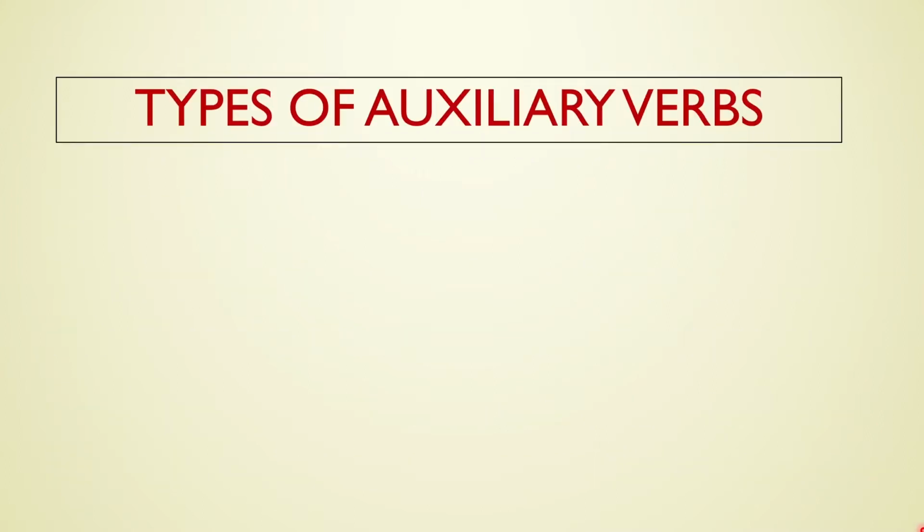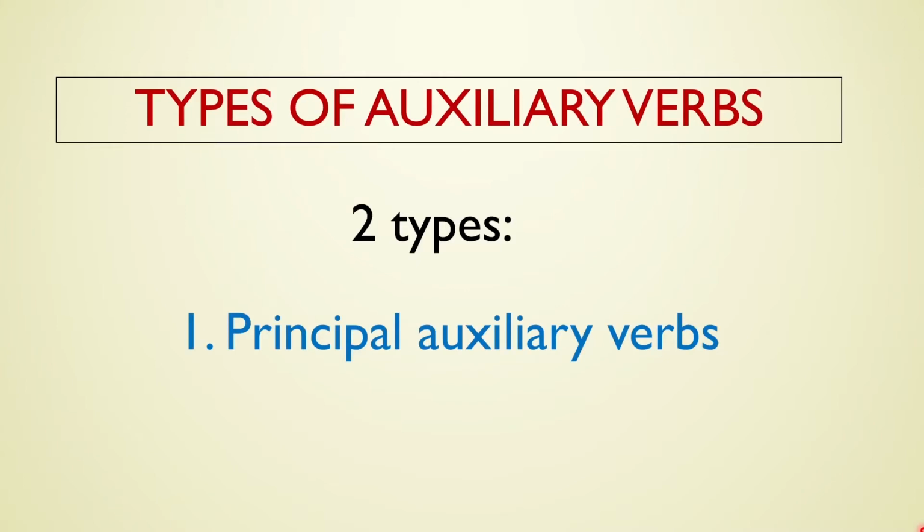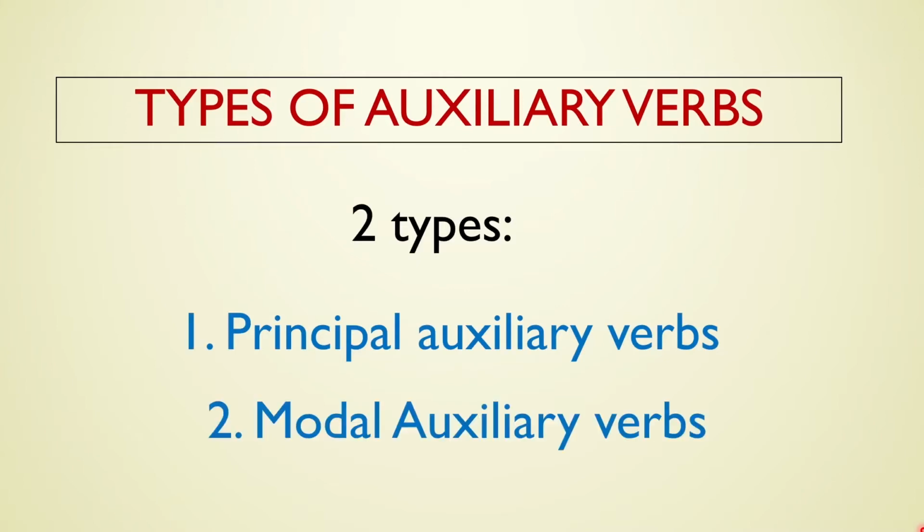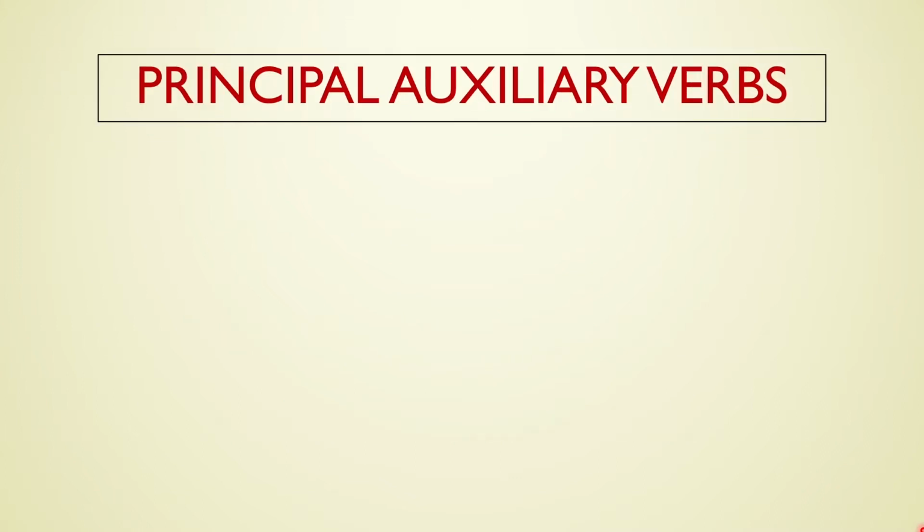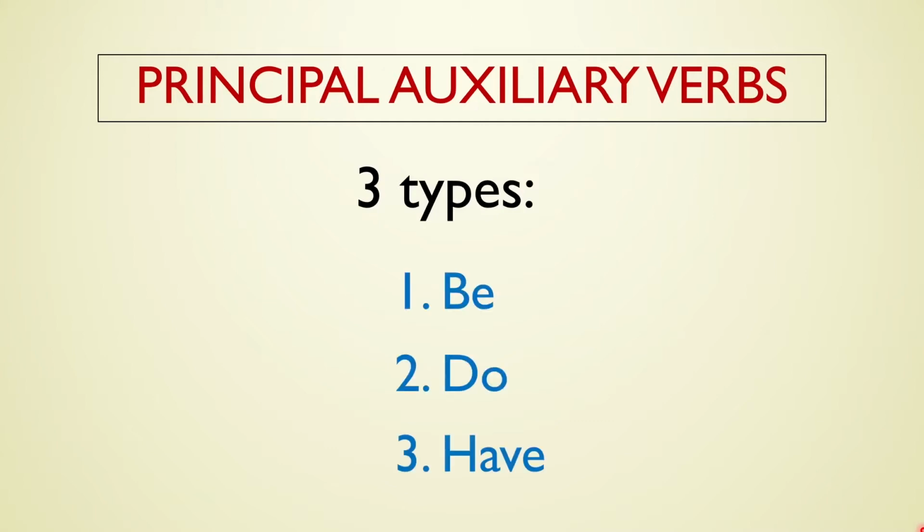Now let us know the types of auxiliary verbs. Auxiliary verbs are of two types: principal auxiliary verbs and modal auxiliary verbs. Today we will practice only principal auxiliary verbs. In my next video, I will discuss modal auxiliary verbs. So stay with me. Now let's know about principal auxiliary verbs. Principal auxiliary verbs are of three types: be, do, and have. That means be verb, do verb, and have verb.